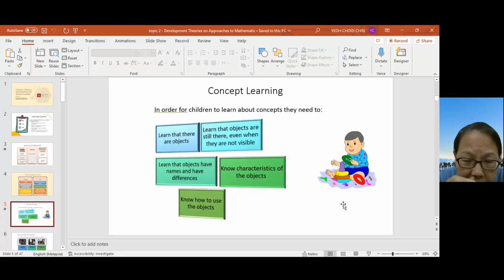Learn that objects have names and have differences. All objects can be the same or different, and they have a name. Know the characteristics of the objects: this object is long and thin, or short, or this object is round, things like that. And then to know how to use the objects, what to do with them.